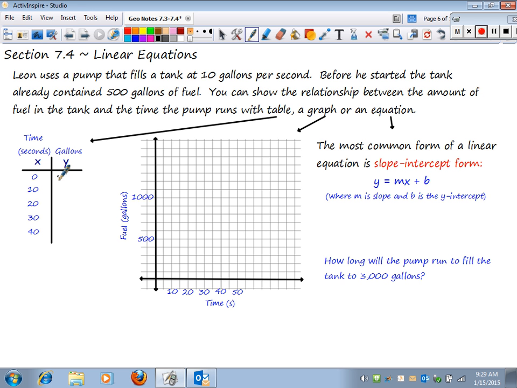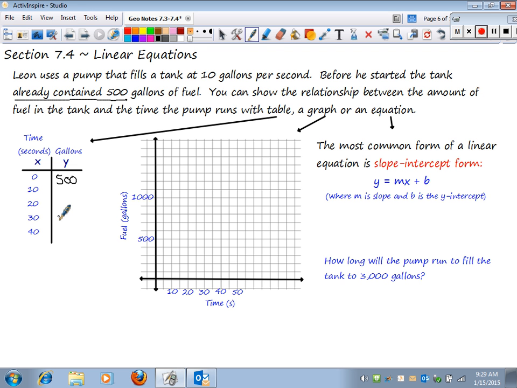At 0 seconds, it will have... it starts with how many? 500. Already contained 500. Says it right here. So 500 is where it starts at 0 seconds. When he gets there to turn on the hose, it's already got 500 gallons in it.